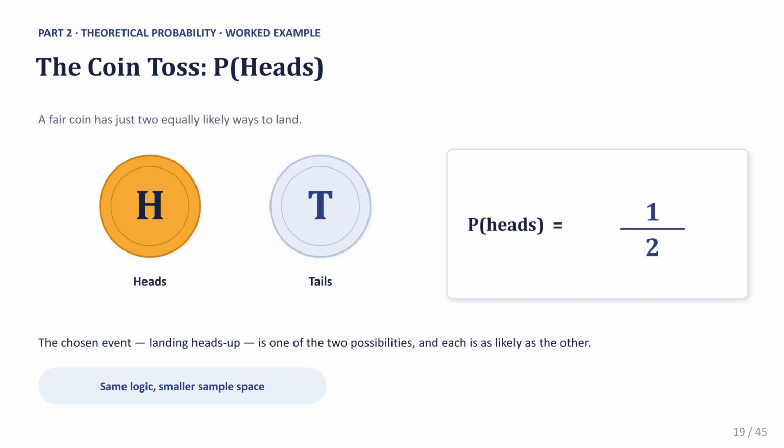Let's switch to coins. A fair coin has just 2 equally likely outcomes, heads or tails. Our chosen event, landing heads, is one of those 2 possibilities. 1 divided by 2, the probability is 1/2. It is the same counting logic as the die, just with a smaller sample space.